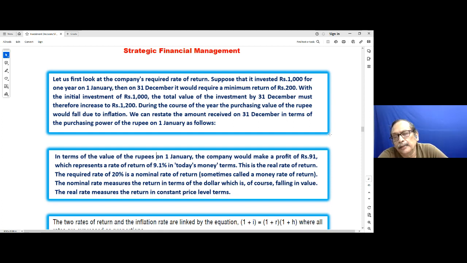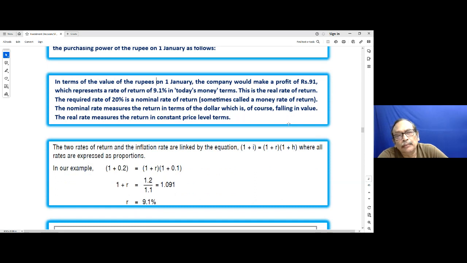During the course of the year, the purchasing value of the rupee would fall due to inflation. We can restate the amount received on 31st December in terms of the purchasing power of the rupee on 1st January as follows. In terms of the value of the rupee on 1st January, the company would make a profit of rupees 91, which represents a rate of return of 9% in today's money terms. This is the real rate of return.